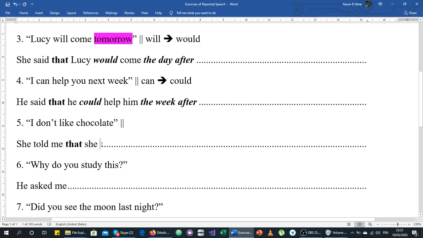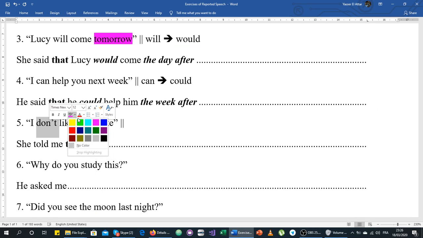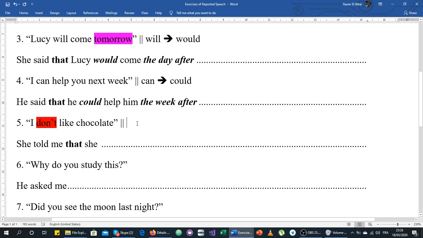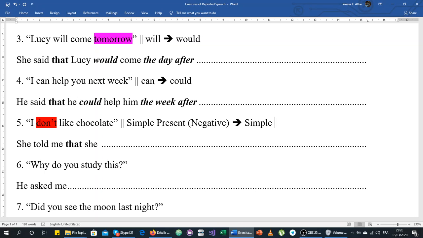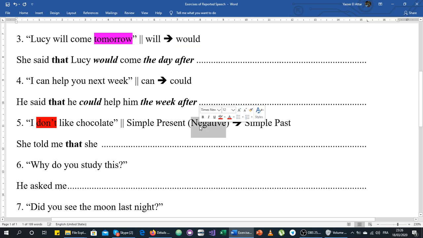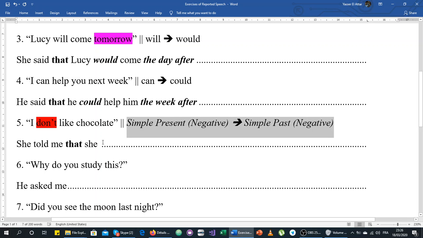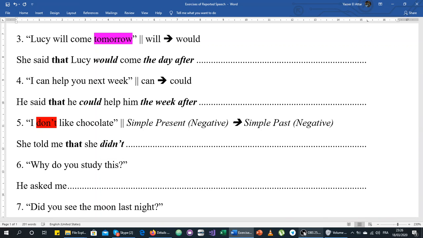Pay attention to this one. We have don't, and don't is the negative form of the simple present. The simple present changes to the simple past, but we have to keep the form. So this one is negative, so the simple past should also be in the negative form. So she told me that she, so the negative form of the simple past is didn't.